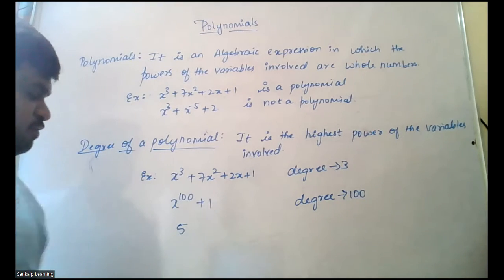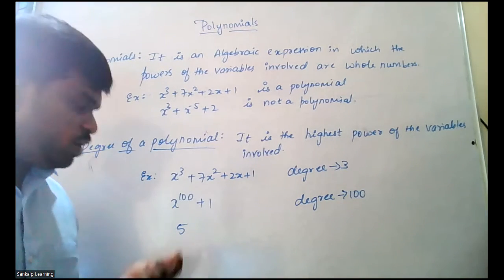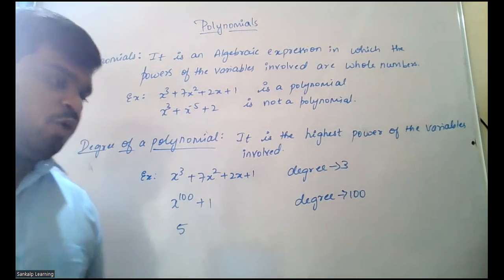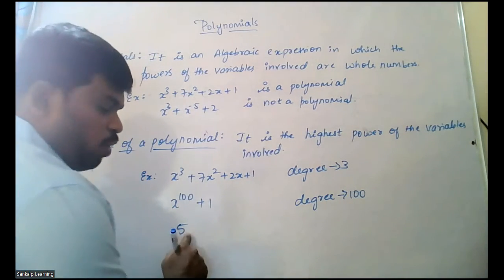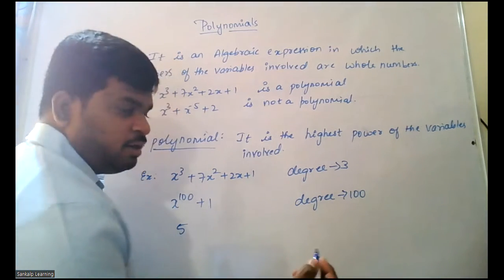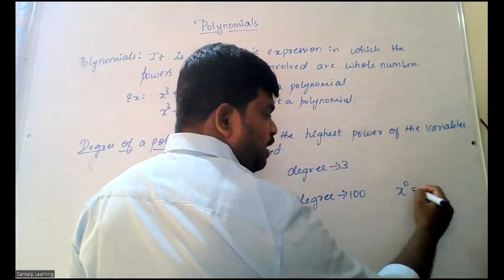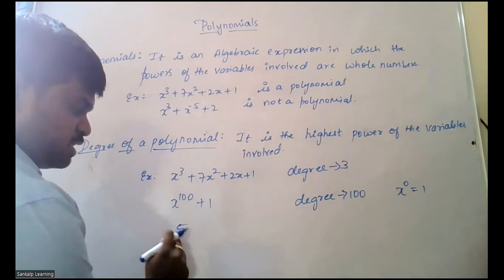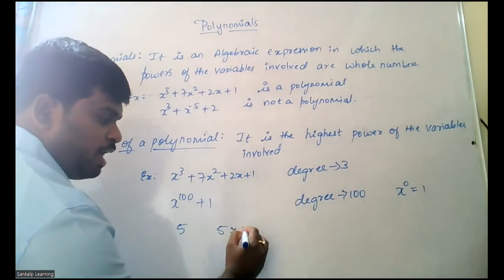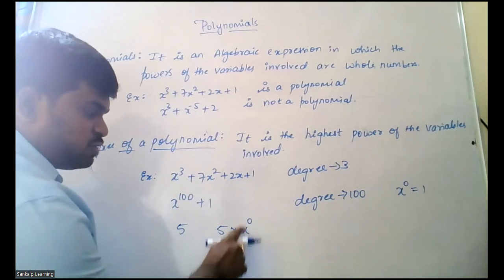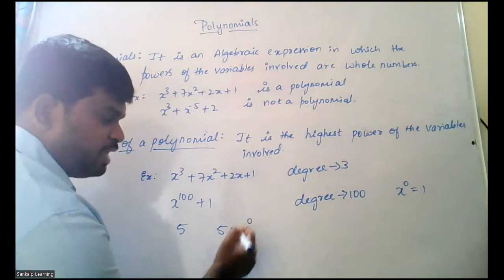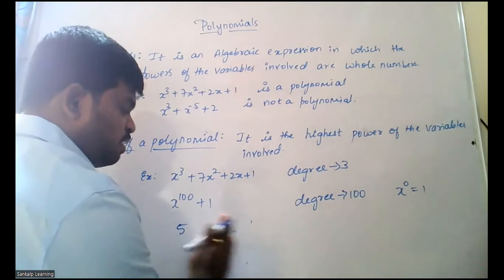So let's take 5. Only 5. Okay, we call this a constant polynomial. And what will be the highest power of this? See, we know that in laws of exponents, any number to the power 0 is 1, right? So I can write this 5 as 5 into 1, and I can replace this 1 by x to the power 0, isn't it? What is x to the power 0? 1. 5 into 1 is 5 itself. We get back the same thing. So what is the highest power? The highest power is 0.